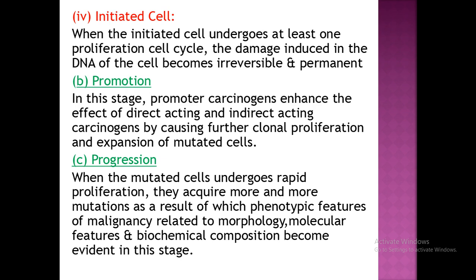Then the second stage is, the first stage initiation we have seen, second stage promotion. In this stage the promoter carcinogens enhance the effect of direct acting and indirect acting carcinogens by causing further clonal proliferation and expansion of mutated cells. So one cell has become cancerous. If one cell is becoming cancerous, it will lead to replication, multiplication and proliferation, expansion of the same cancerous cells. So mutated cells will be expanding and they will be promoting.